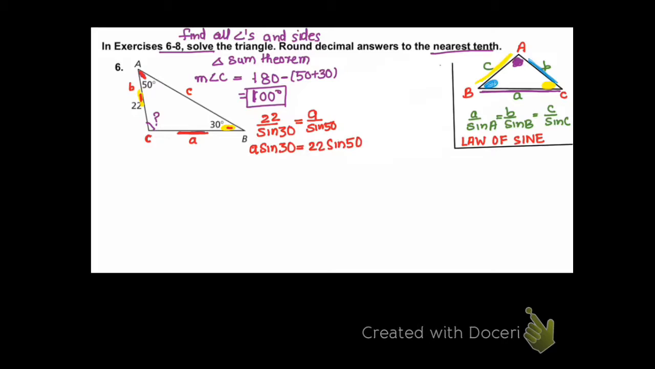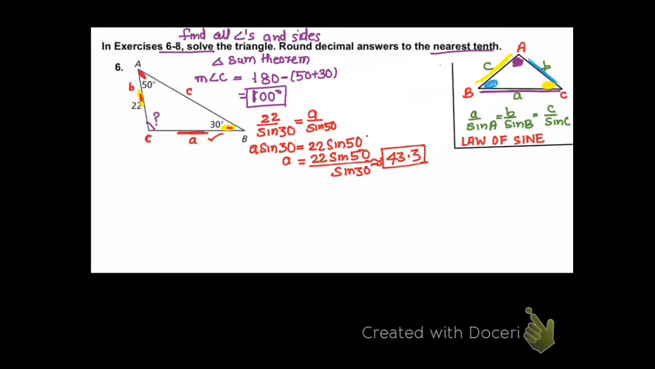These are in degrees. Once I divide both sides by sine 30, I get A is 22 sine 50 over sine 30. And after this, it's all about using the calculator. When you round it to the nearest tenth, your answer is going to be 43.3. Now I got my A. The only thing I have to find now is C.